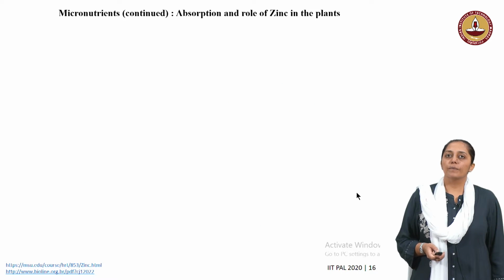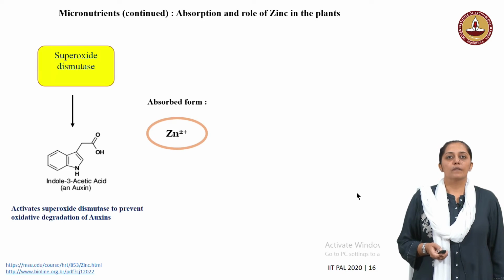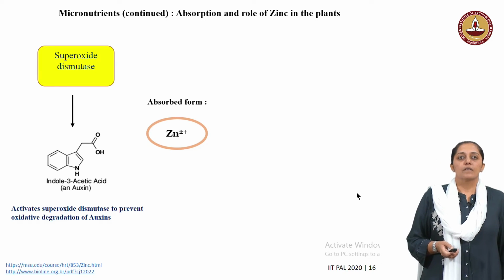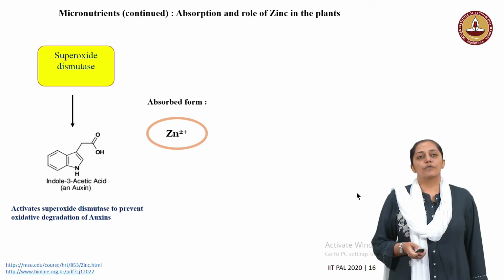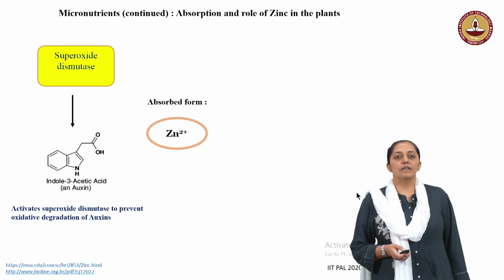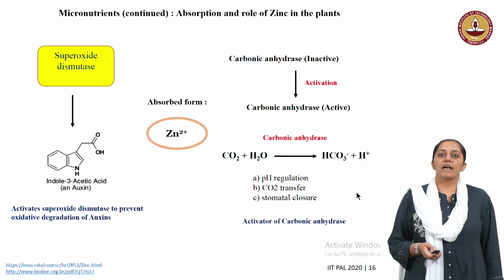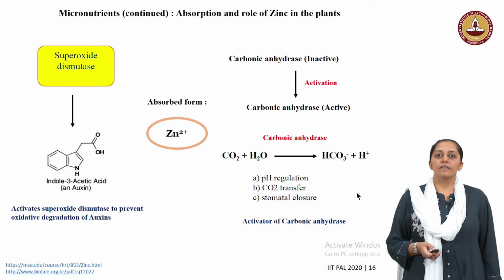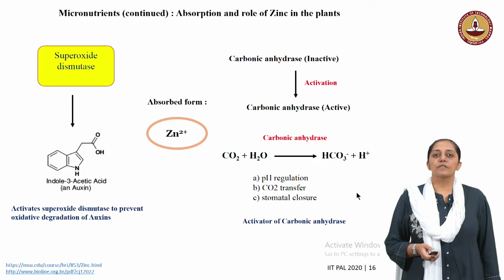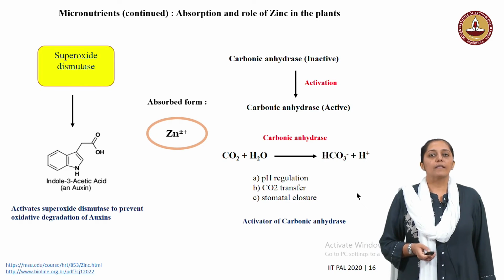How is zinc important for the plant? It is absorbed in its ionic form. Zinc is included as an activator for superoxide dismutase, which prevents oxidative degradation of hormones like auxins. It is also included as an activator for carbonic anhydrase. Carbonic anhydrase is involved in biochemical reactions which are responsible for pH regulation, CO2 transfer and stomatal closure.